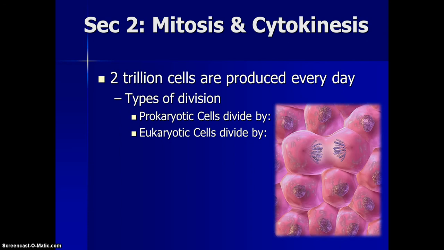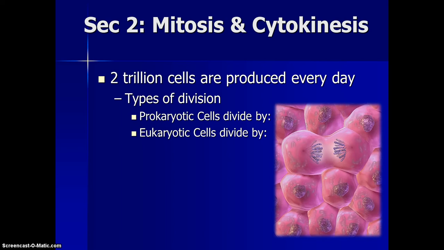Section 2, mitosis and cytokinesis. These are stage 2 and 3 of the cell cycle. Are you guys aware that your body will produce about 2 trillion cells every single day? Wow, that cell cycle must be working out. Actually, most of these are really just skin cells.